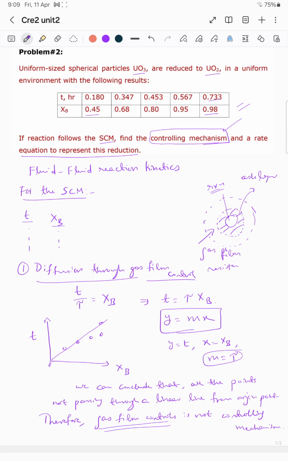Now let me check for the second case, that is diffusion through ash layer control.